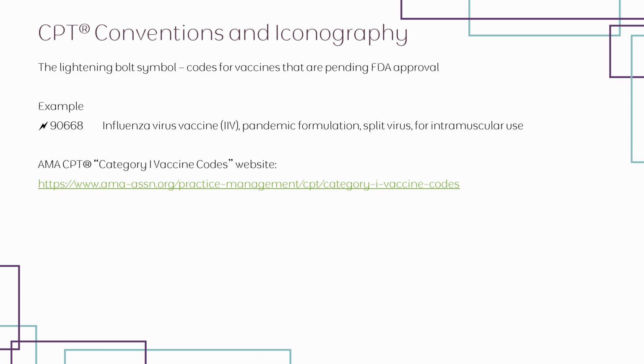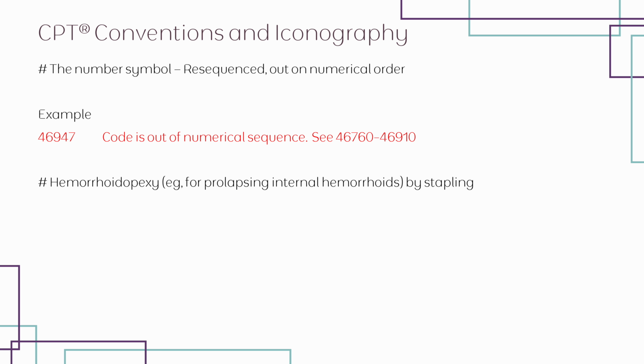In addition to the website, you can also find a list of all codes pending FDA approval within Appendix K of your CPT codebook. Appendix K serves as a useful reference when you want to review which vaccine codes are still waiting final approval. By recognizing and understanding the lightning bolt symbol, you'll be able to correctly identify these pending vaccine codes and stay up to date as new vaccines move through the FDA approval process.